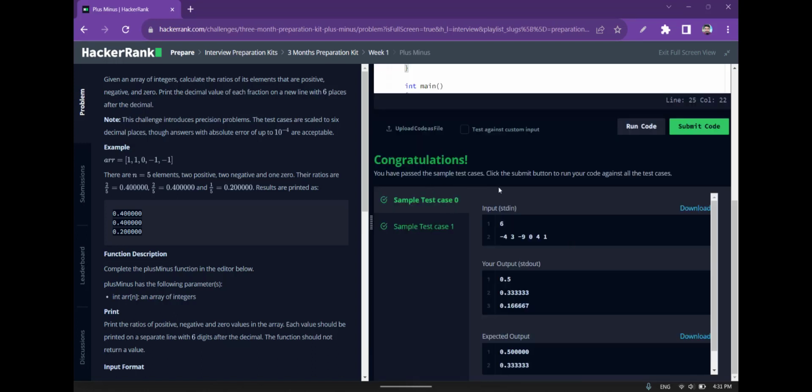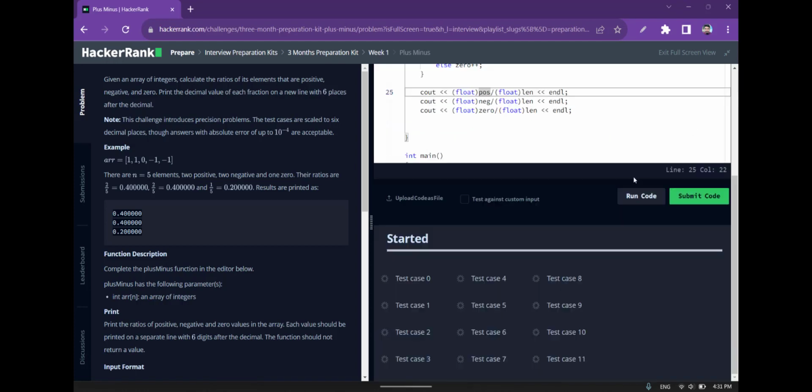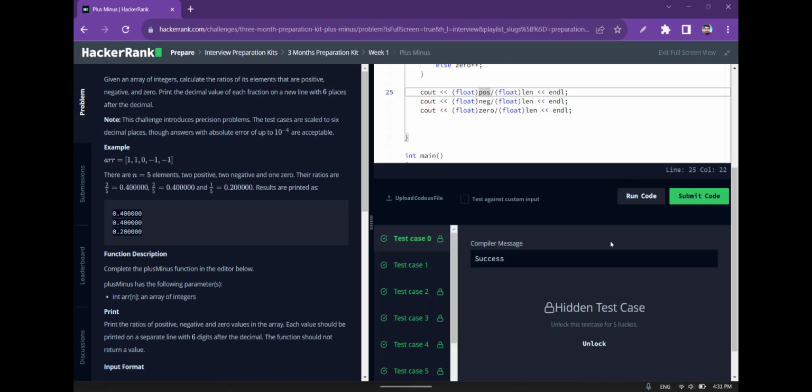So yeah, we can see that it is being accepted. Now we can submit the problem and check if it is accepted or not. So yeah, here we can see that it has passed all the test cases, so the answer is correct.